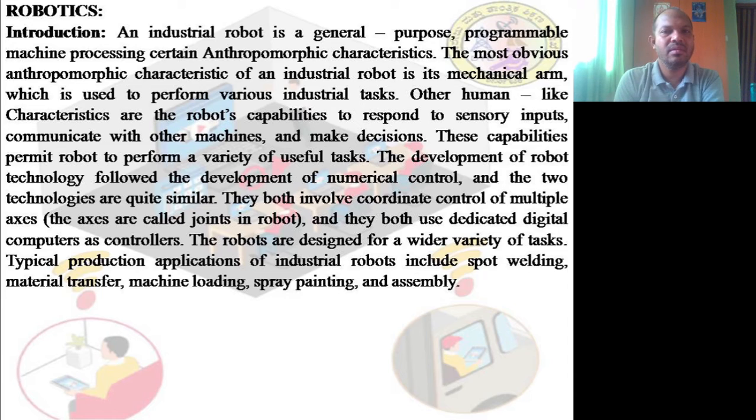Other human-like characteristics are the robot's capabilities to respond to sensor inputs, communicate with other machines, and make decisions. These capabilities permit a robot to perform a variety of useful tasks. The development of robot technology allowed the development of numerical control, and the two technologies are quite similar, whether it be numerical control or robots. The trend of work has been similar.